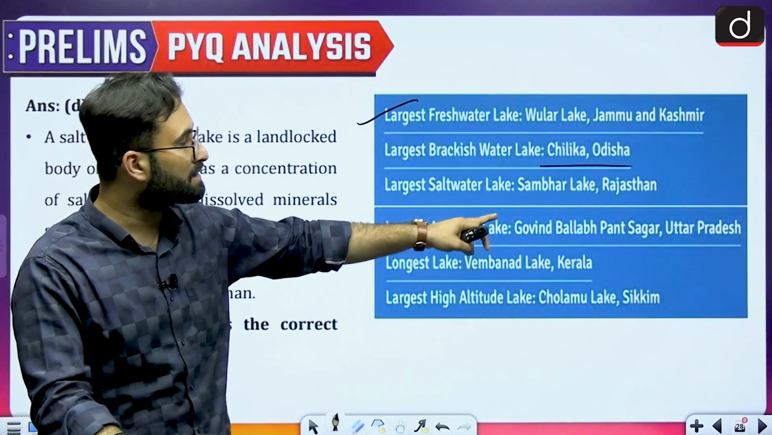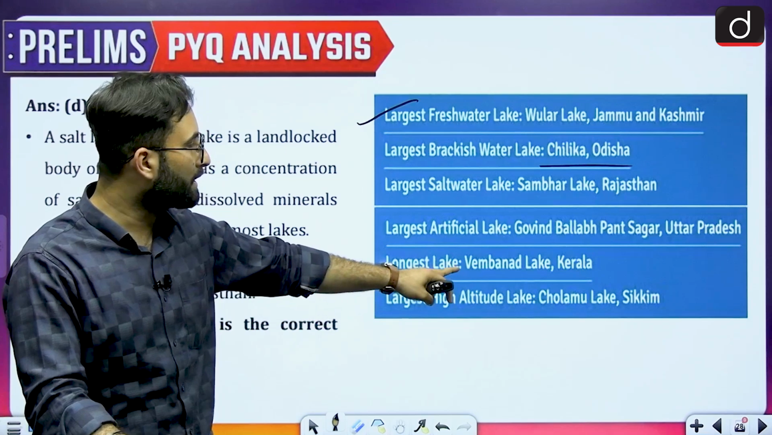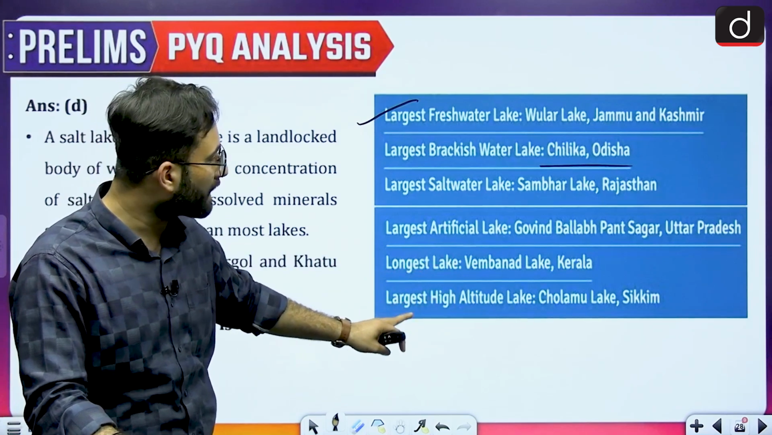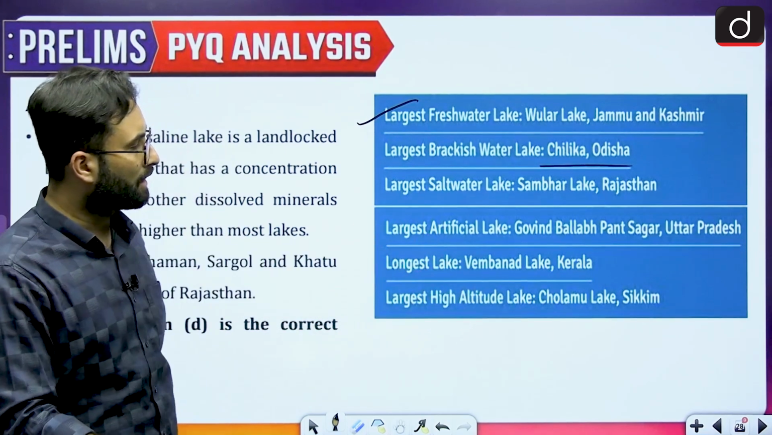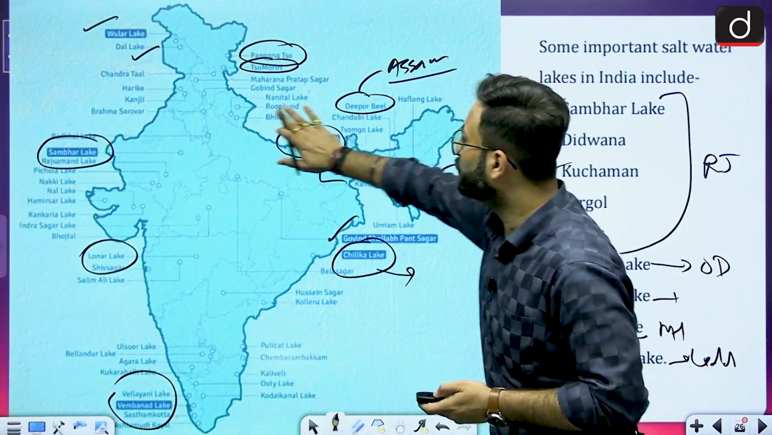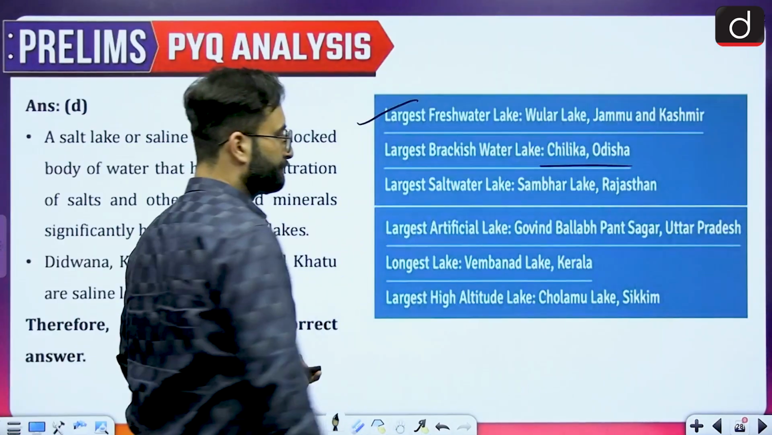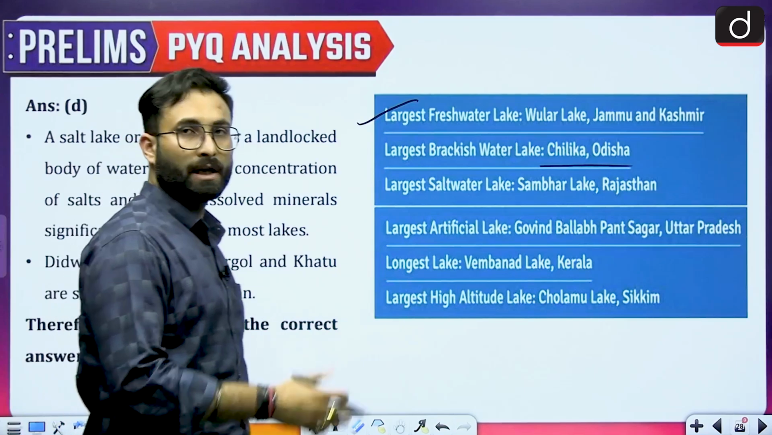The largest artificial lake is Govind Vallabh Pant Sagar in Uttar Pradesh. The longest lake is Vembanad Lake in Kerala, and the largest high altitude lake is Cholamu Lake. Okay, I must have mentioned it, I forgot to take the name over here. That is Cholamu Lake, that is there in Sikkim. I hope that is clear, so that you can go through.